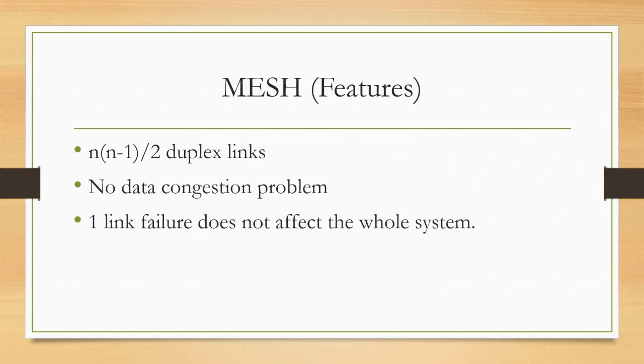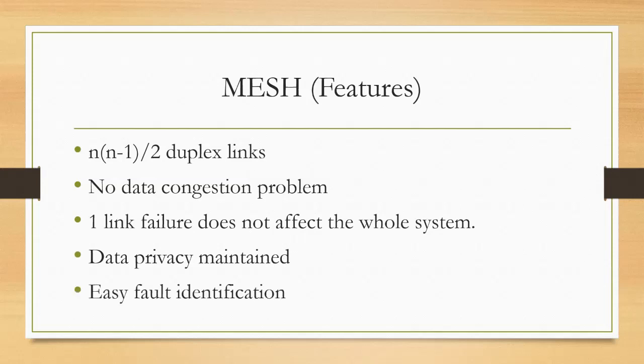Then, one link failure does not affect the whole system. Again, the reason is the same. We have dedicated links running between various stations or pairs of stations. So even if one link fails, the other pairs can communicate with one another without any problem. Data privacy is also maintained, for the same reason of dedicated links. And easy fault identification. If there is a problem in communication between two stations, obviously the problem lies either in those two stations' network interface card or the link which is running in between them.